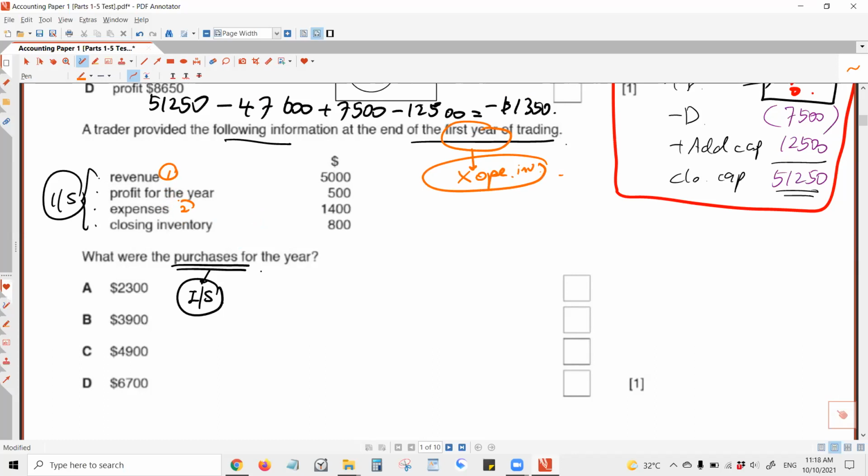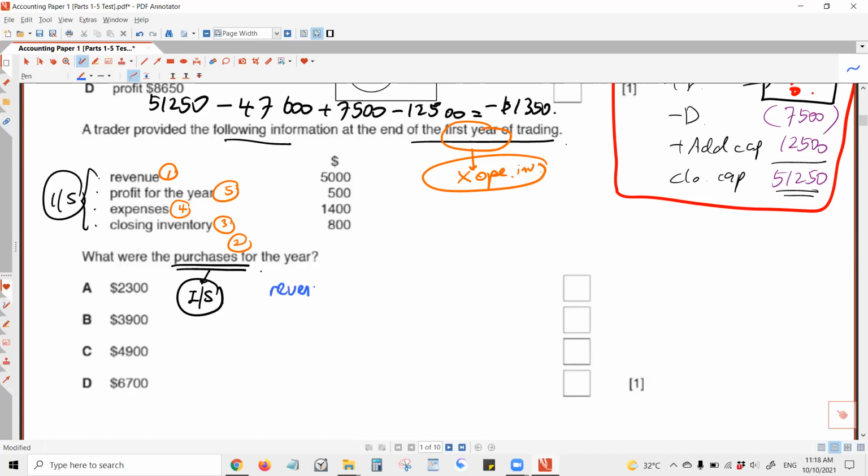Next is purchases. Number 3, closing inventory. Number 4, expenses. Number 5, profit for the year. Yeah, that's how they are in the income statement. Okay, that's the order. Unless you have forgotten how to do an income statement, then for sure you cannot recall what items are in the income statement and how they are arranged.